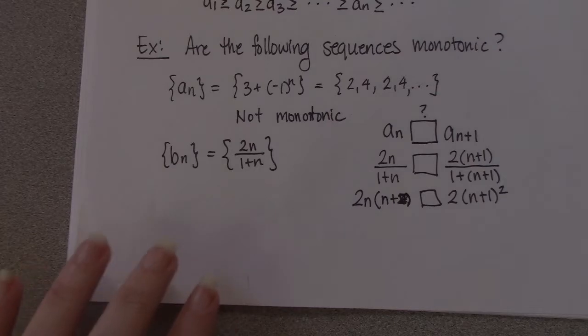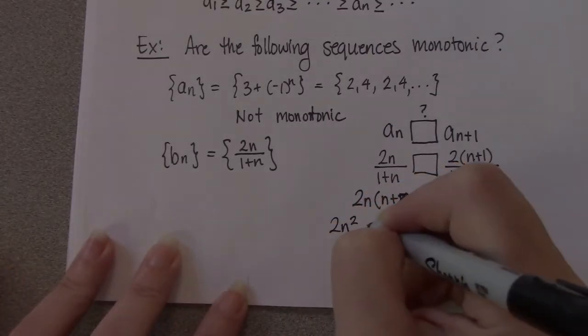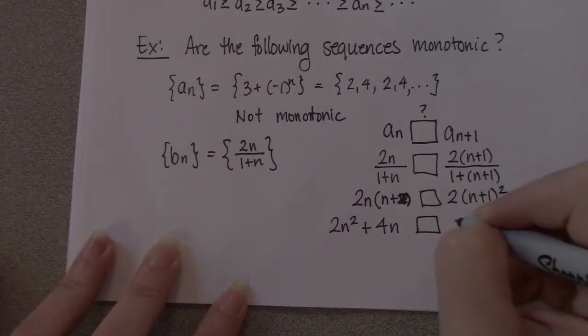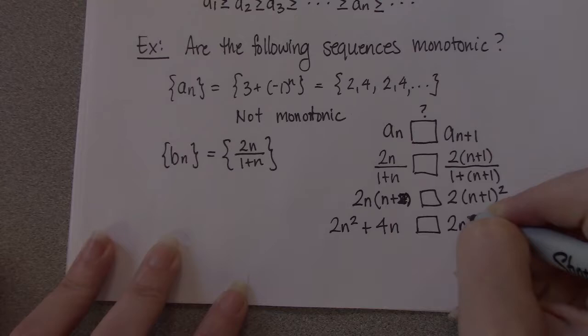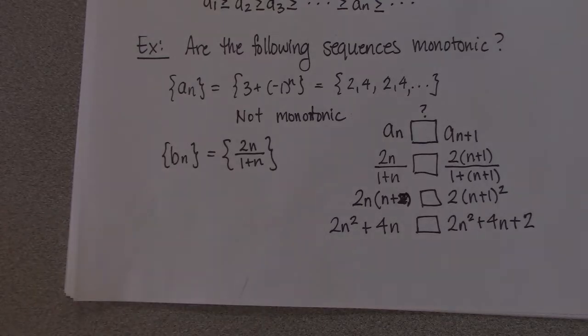Then I want to expand each side out. So on the left side, I'm going to get 2n squared plus 4n, and I want to see how that compares to 2n squared plus 4n plus 2. So I FOILed out n plus 1, and then I multiplied every term by 2. You guys should be able to handle that by now. All right? Now let's compare these guys.